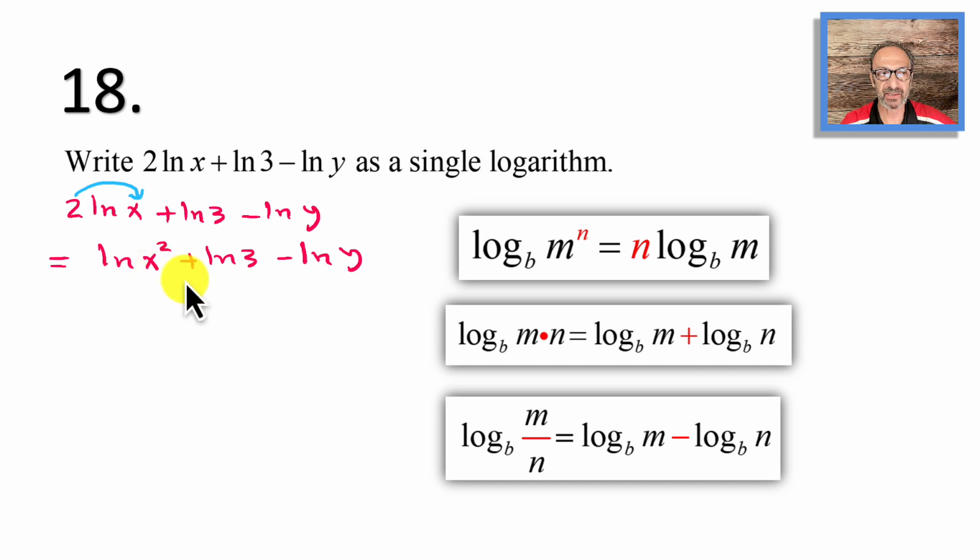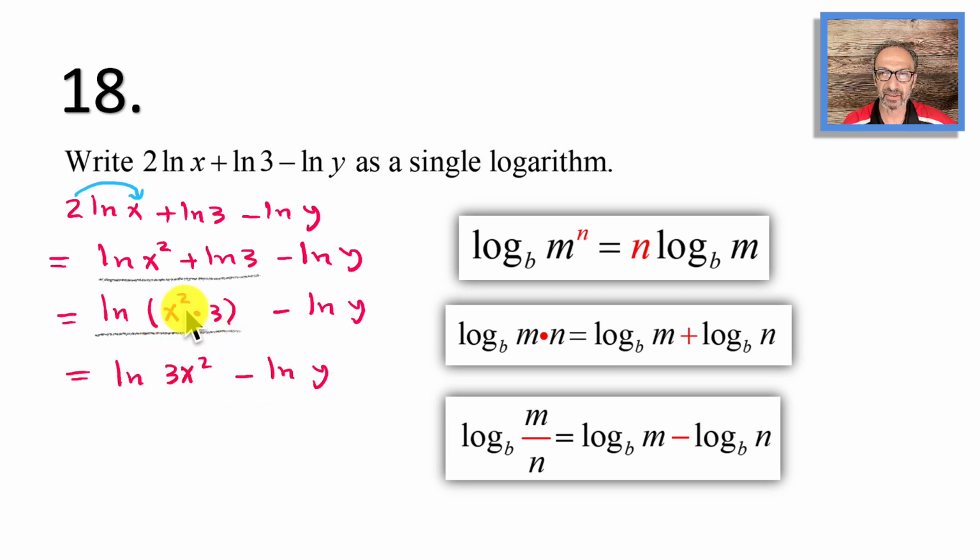So it's ln x to the second plus ln 3 minus ln y. These two are 2 lns with the same base e, with a sum in between them. We could write this as 1 log or 1 ln with a product of the 2 arguments. So this part right here becomes ln x to the second multiplied by 3. Or we could simplify this and write the 3 up front. Much better to look at than x to the second times 3. We say 3x to the second.